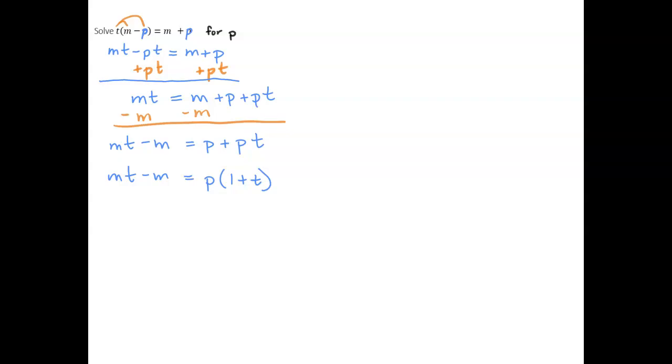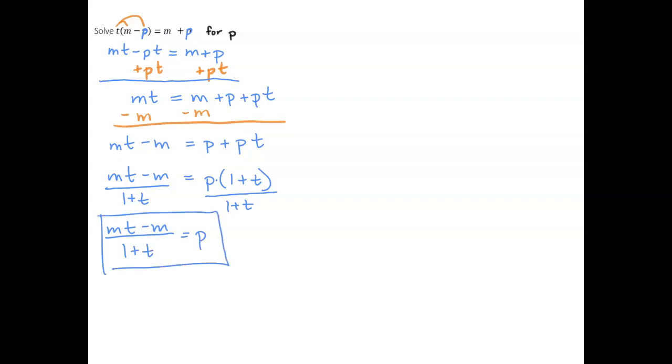And now that I factored that out, this is attached by multiplication. It's a single p. If I want to get rid of the 1 plus t, I would eliminate it by dividing, right? So always using those inverse operations. So mt minus m over 1 plus t is equal to p. And that is a fantastic answer.